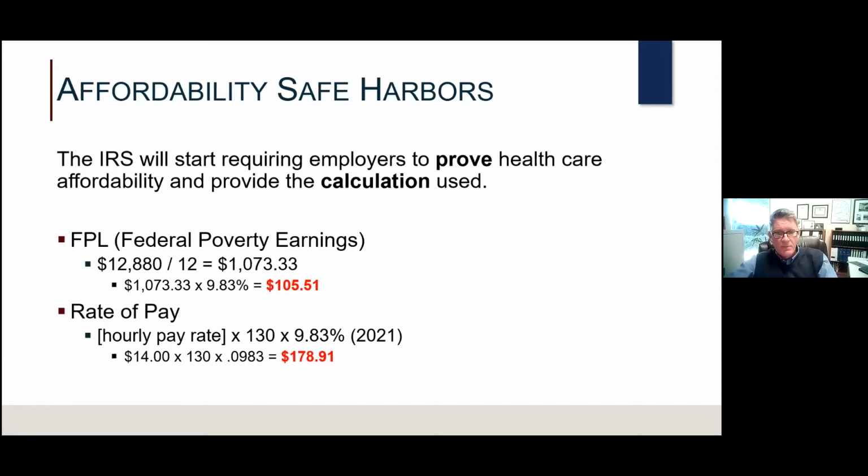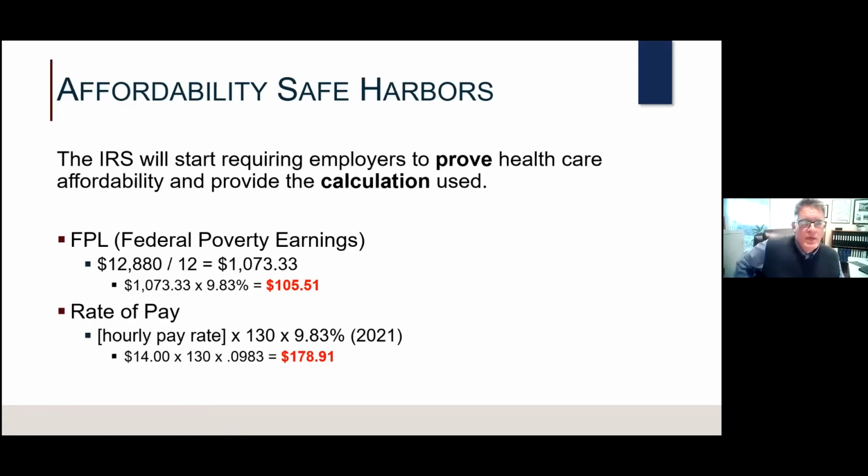The first is Fed poverty earnings. It's simply a monthly calculation based upon the current FPL level for that tax year. For 2021, it's $12,880, as we've already demonstrated, and the affordable level for the employee is $105.51.